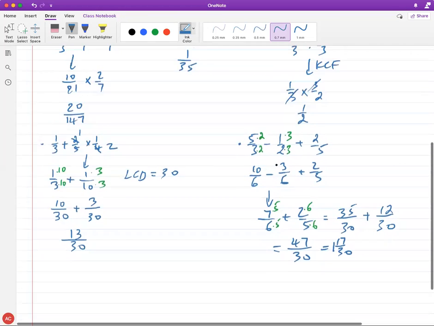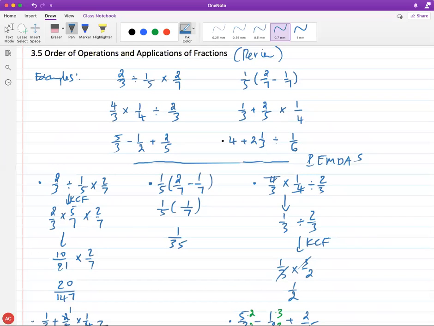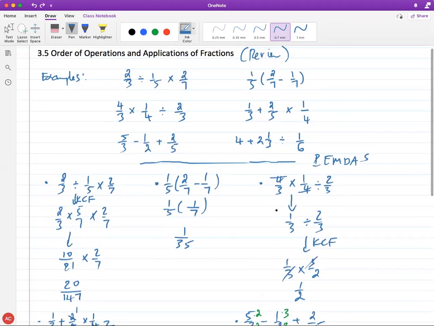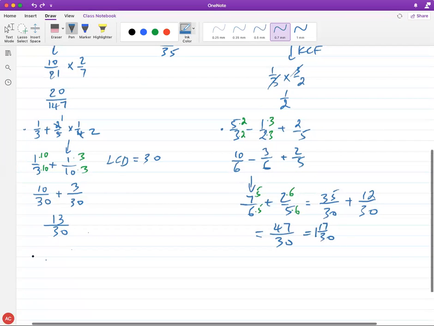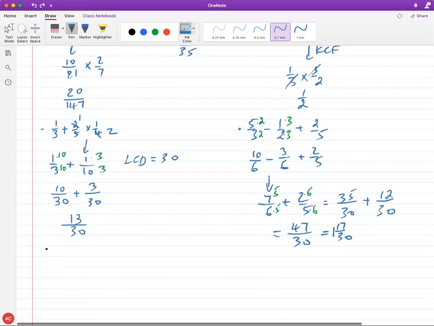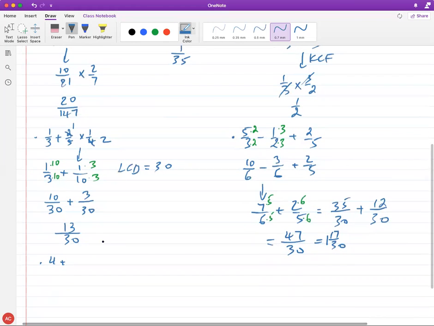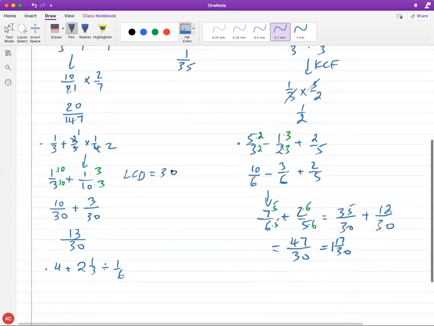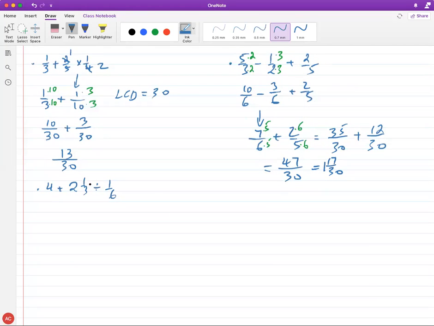Okay, and last one. We have a mixture of whole number, mixed number, and a fraction, addition and division. So again, we're going to apply the order of operations as we learned before, and then we're going to apply whatever we learned about fractions in the past few classes. So 4 plus 2 and 1/3 divided by 2/6 over 3.